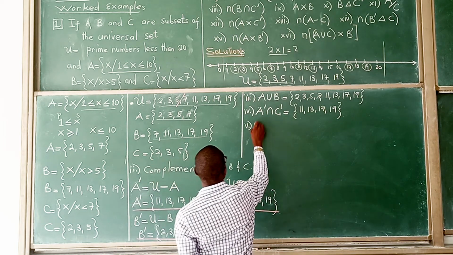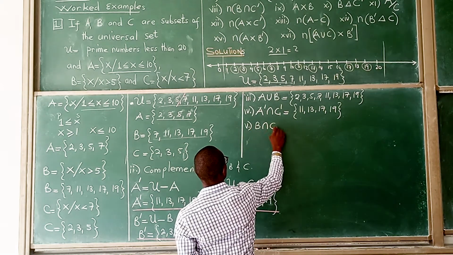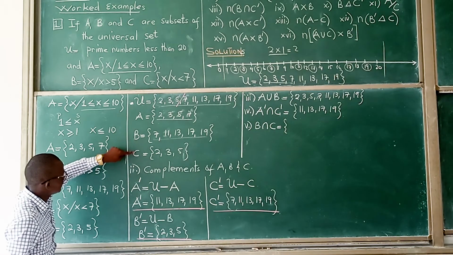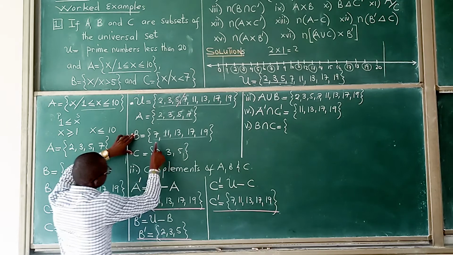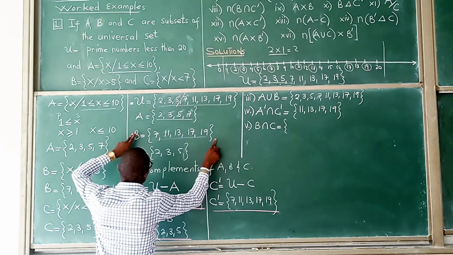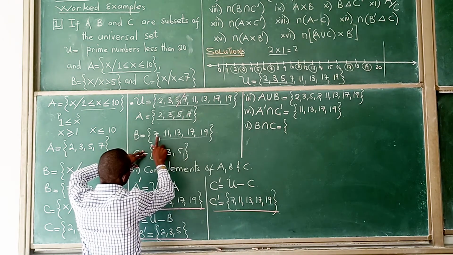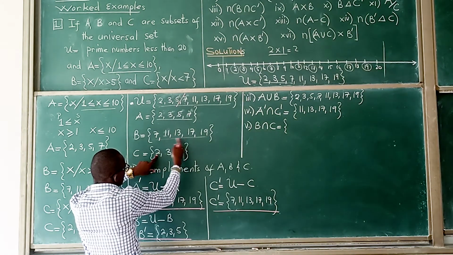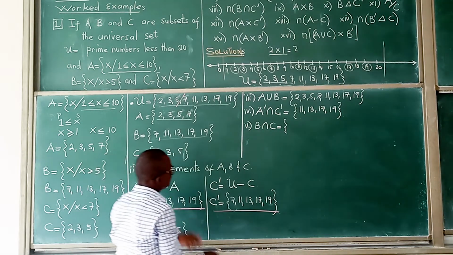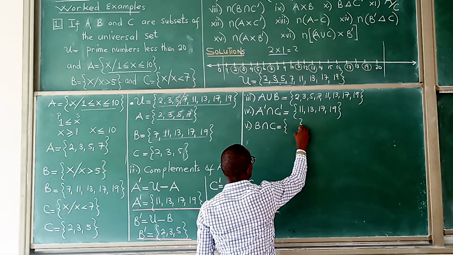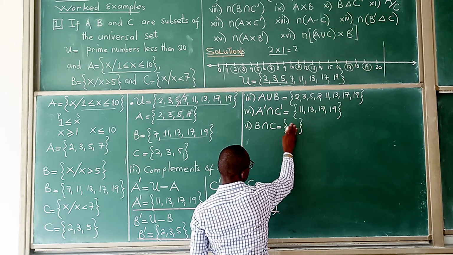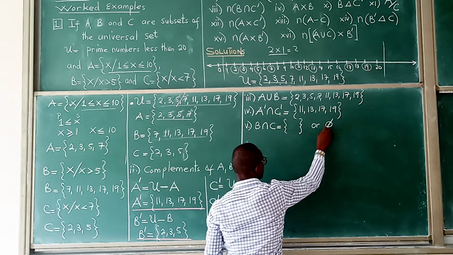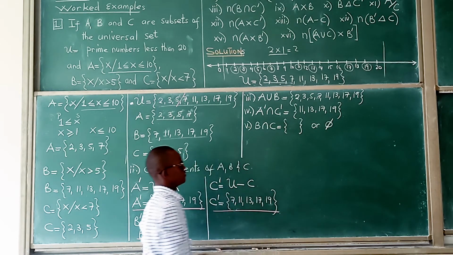So 5. B intersect C. What is the intersection for B and C? What are those elements that are within B that are also within C? If you look at 7, 11, 13, 17, and 19, and 2, 3, 5, there is no element that is in B that is also within C. So we call that an empty set. So there's just a symbol of empty set. Or you can also write this symbol like this. But you don't write both, write one of them.